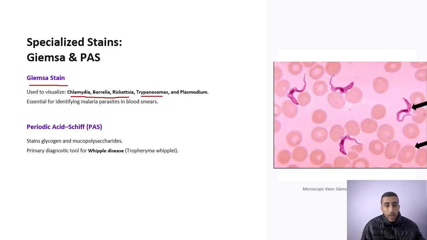It is also very high yield to know that Plasmodium, the causative organism for malaria, can be identified by this stain, the Giemsa stain. It is essential for identifying malaria parasites. Parasites like Trypanosoma here are also identified by Giemsa stain. You have to know the stain and some of the most famous organisms, at least, not all of them. So here is a Giemsa stain: you have to memorize Plasmodium, Trypanosoma, and, for example, Chlamydia.